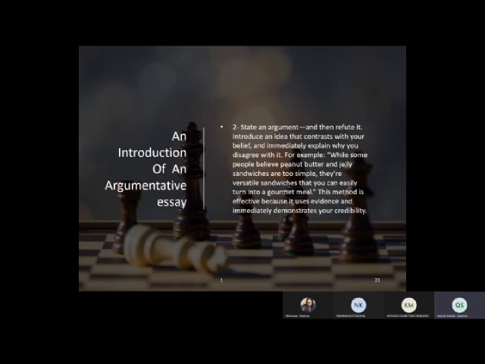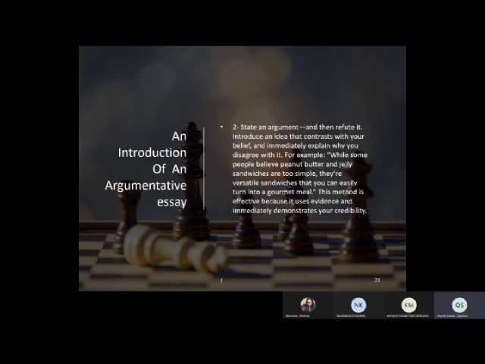So what is the refutation? Introduce an idea that contrasts with your belief and immediately explain why you disagree with it, right? So it's like you say, although I believe that South African education is the best education in Africa. Although there are others that claim that it is not, this essay shows that it is indeed.